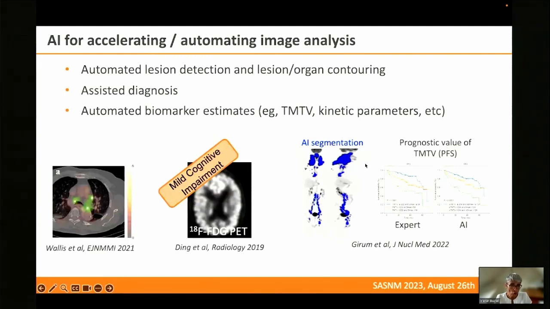The manual delineation of all the tumor sites is extremely tedious if you want to manually estimate this TMTV. But it can now be fully automated using AI algorithms. And here you can see that the prognostic value of TMTV is very close when the segmentation is performed by an AI compared to when it is done by an expert. So AI can be used to automatically calculate these TMTV, which are prognostic factors here in a lymphoma patient.